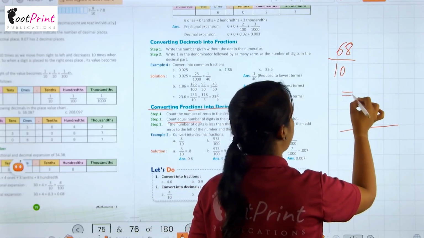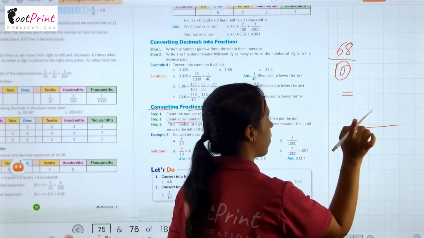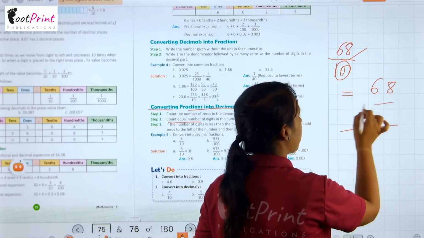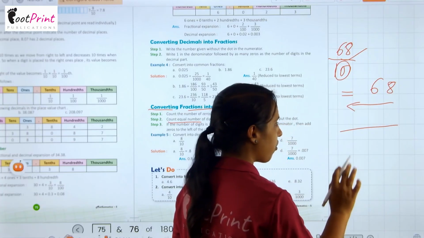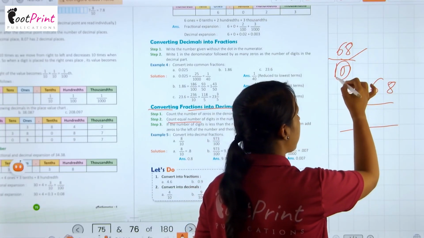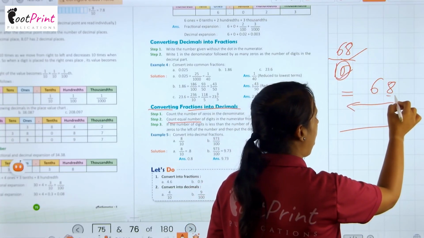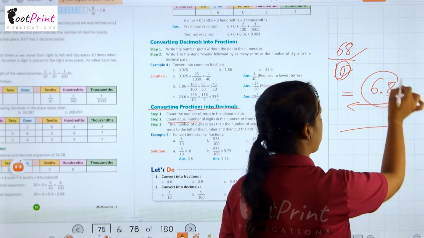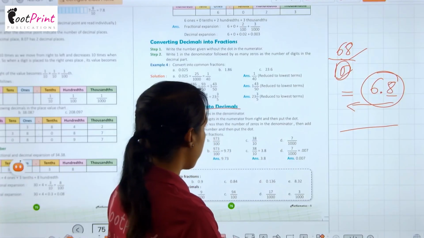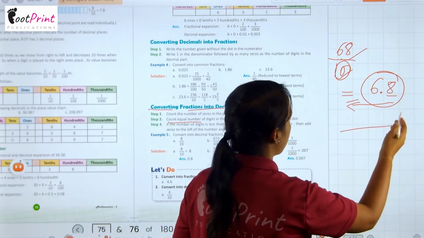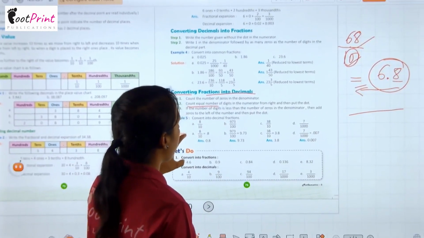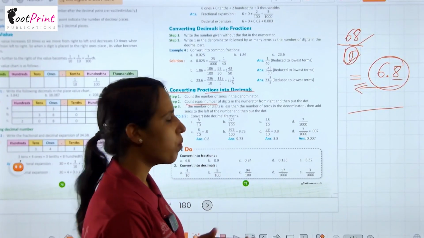So what do we have to do? Here we have 10. Okay, and the number we write here, and then we start from the right side, and here we have 10. So we count one digit and then we put a dot, or we can say decimal point. Okay, so the decimal will become 6.8. So just like that we can convert fractions into decimals.